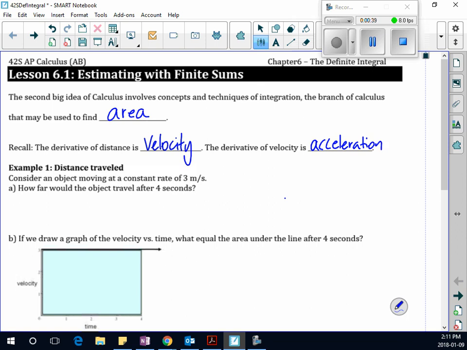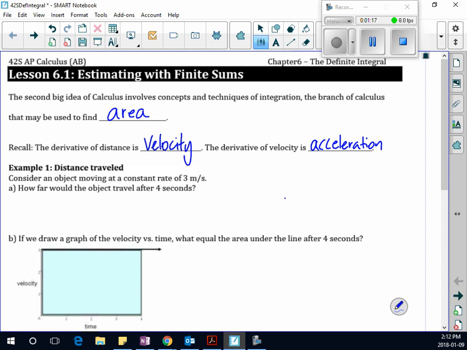Okay, example 1, distance traveled. Consider an object moving at a constant rate of 3 meters per second. Well, the nice thing about it is that they're inverses of each other. So it's like saying 3 times 2 is 6. I can check my answer by going 6 divided by 2 is 3. So same thing with integration and derivatives. You'll be using derivatives to check your answer because you're very confident at this point in derivatives. It's going the other way that you might second guess yourself. So then that's when you would find the derivative just to check, right?